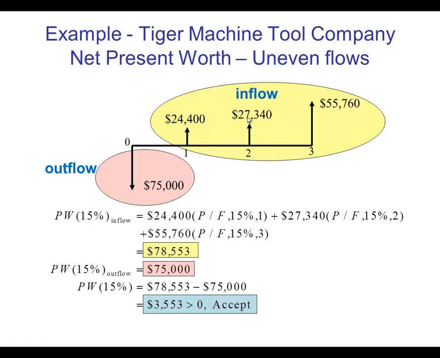In this example, we have a company that needs to buy a new machine for $75,000, assuming that they will gain $24,400 the first year, $27,340 the second year, and $55,760 the third year. If the money invested at zero is not back within the next 3 years, they will reject buying a new machine. We need to help the company make a decision, assuming that the interest rate is 15%.